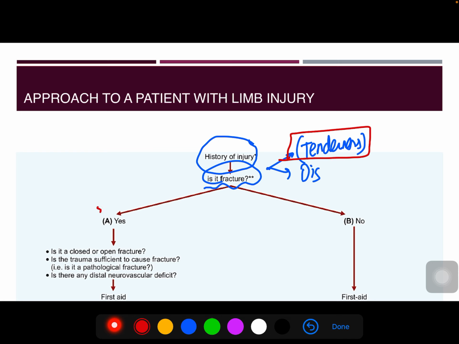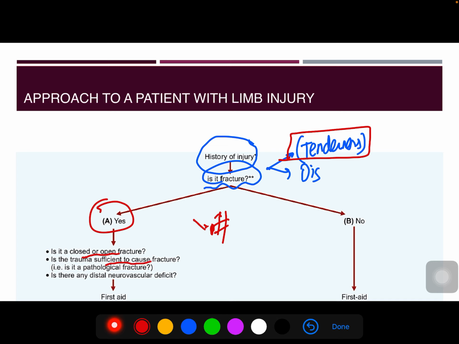So if there is a history of fracture, then we have to find out whether it is a closed or an open fracture. For distinguishing closed and open fracture, if the hematoma which is formed in the fracture of the bone touches the outer environment, then it is an open fracture. If there is intact skin, it is called a closed fracture.